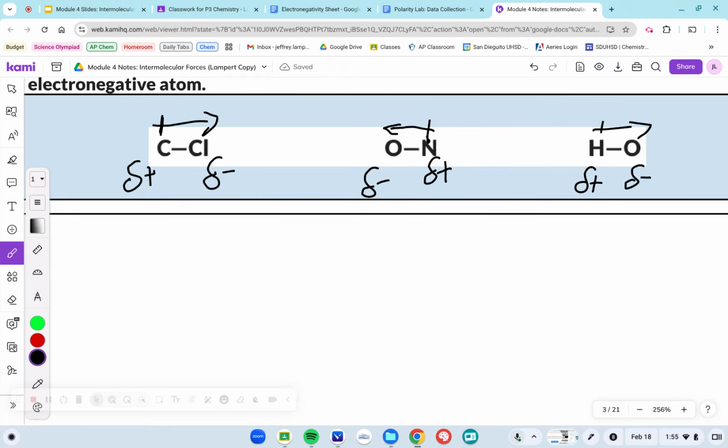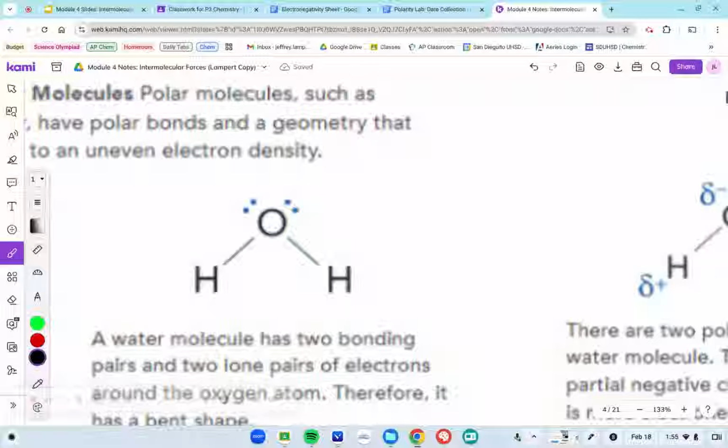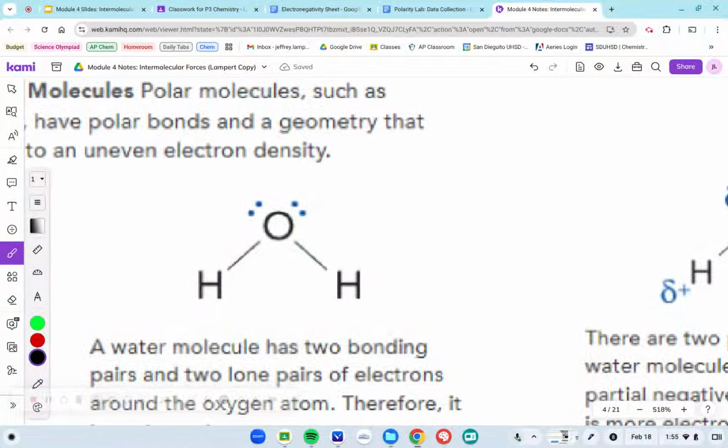So just a review, reminder, so far we have figured out whether the bond is polar. We have not looked at molecule polarity yet, okay? So now let's actually look at molecule polarity. So this is water, okay? Now water has a bent shape because there's two lone pairs forcing those atoms downwards, closing up that bond, okay?